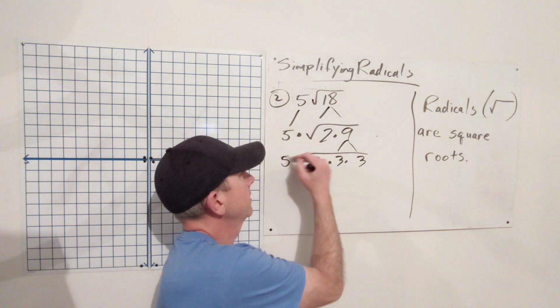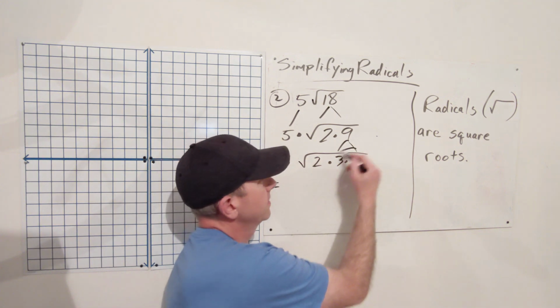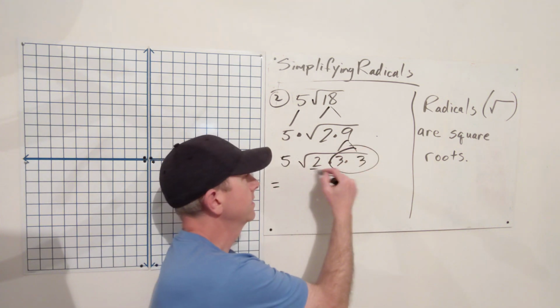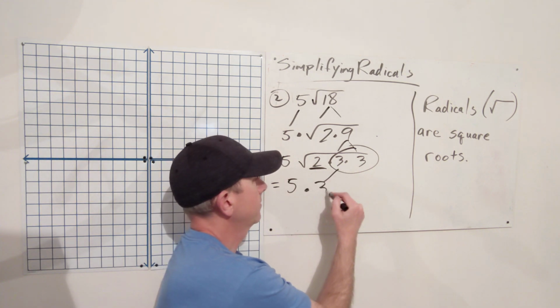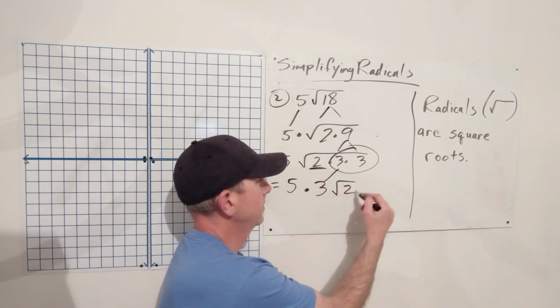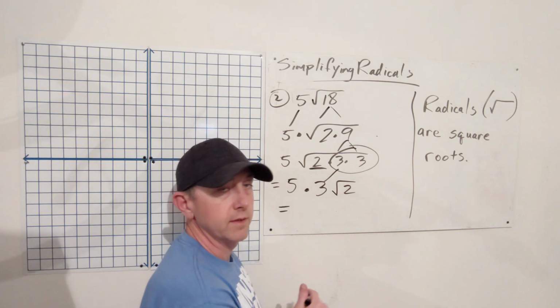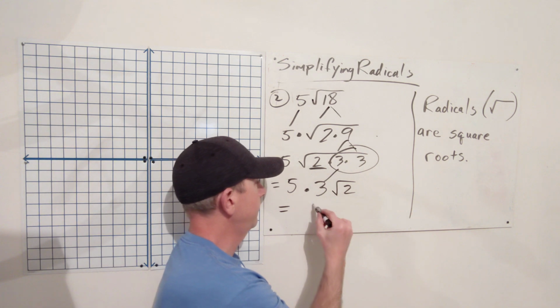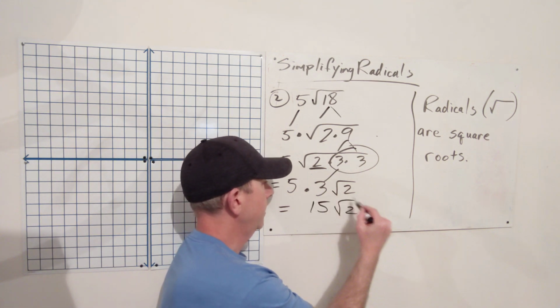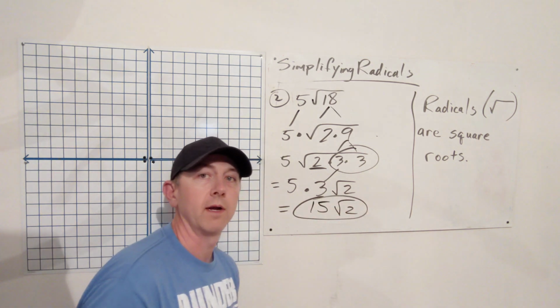This 5 is still out here. So then what happens is we've got a pair of 3's. This is left over under the radical. So the 5 times the 3 goes here, and then the radical 2 goes there. So our final answer on this one, because this 5 out here is not just 3 radical 2, but 5 times the 3 is 15 radical 2, and that will be our answer.